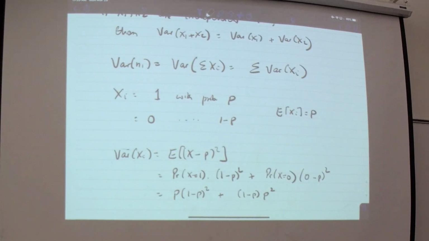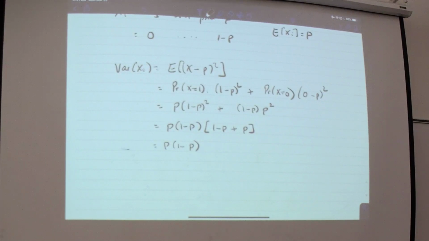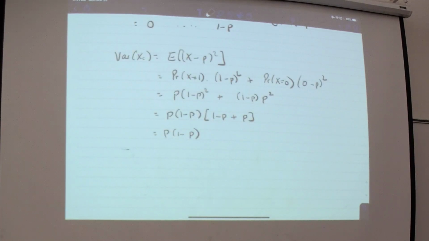Okay. So if we simplify this expression, what do we get? We get p times (1 minus p) times ((1 minus p) plus p), right? Which is equal to p times (1 minus p). Okay. All right. Now we substitute, and remember we have to sum up all the variances. They're all the same random variable. They all behave the same way because they're independent of each other and identically sampled from the population. So we now conclude that the variance of n1 is equal to n times p times (1 minus p).